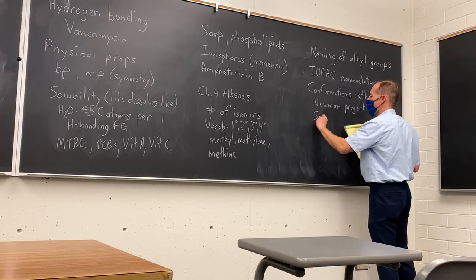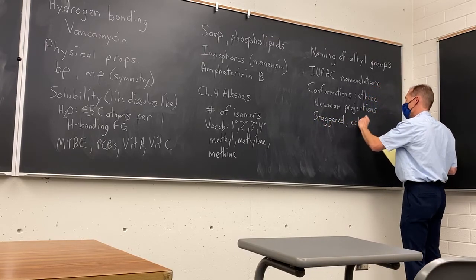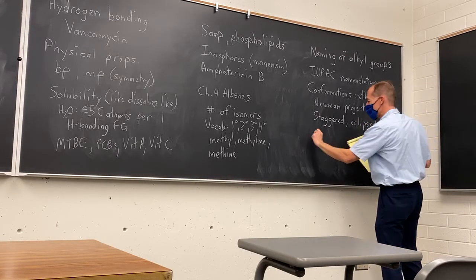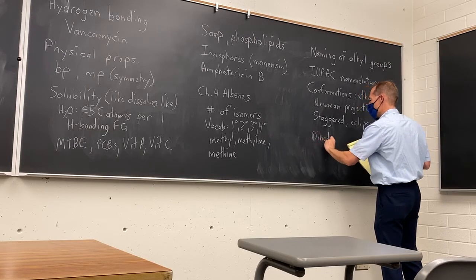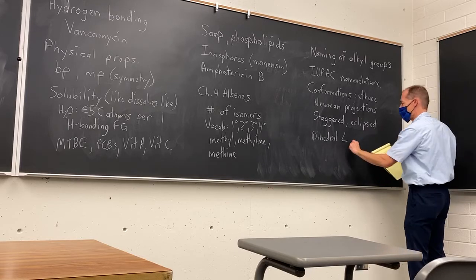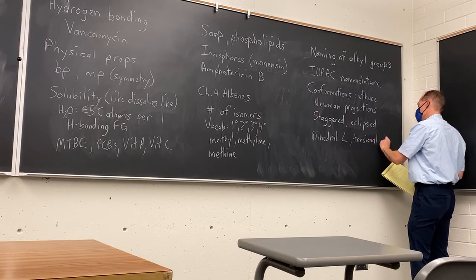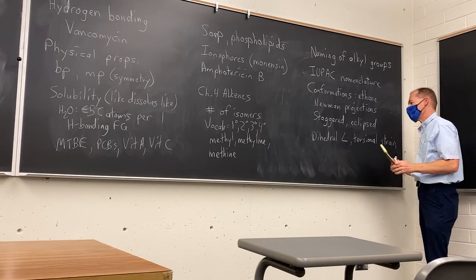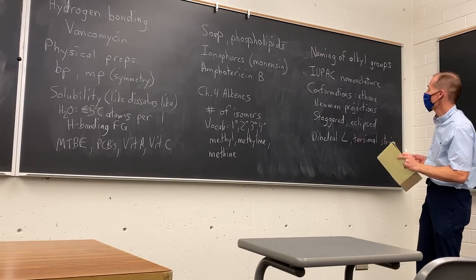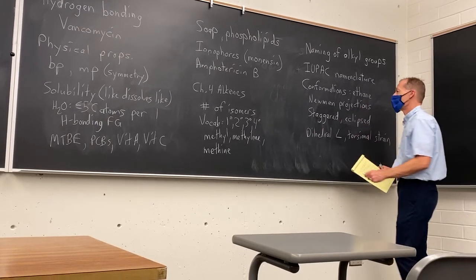We're going to learn some terms, staggered and eclipsed. These are important terms to understand. We'll learn about dihedral angles, so you'll need to know what a dihedral angle is. We'll talk about strain. Strain is a structural feature that increases the energy or destabilizes a compound. Torsional strain relates to ethane, and we'll learn about that.